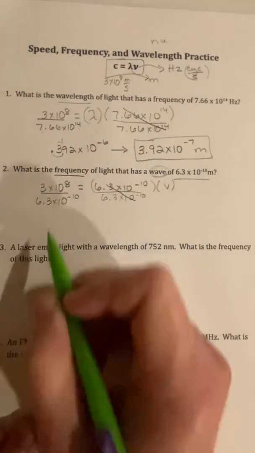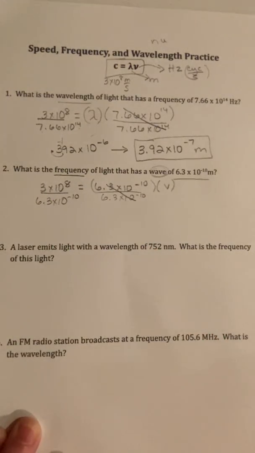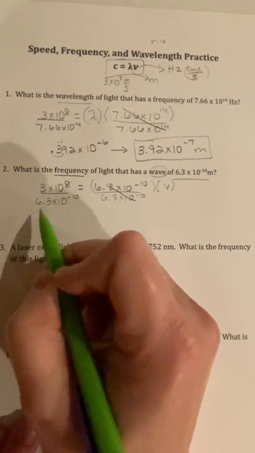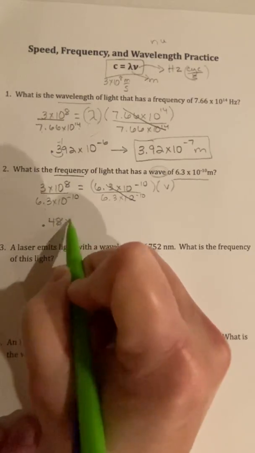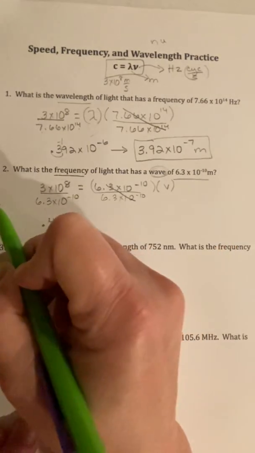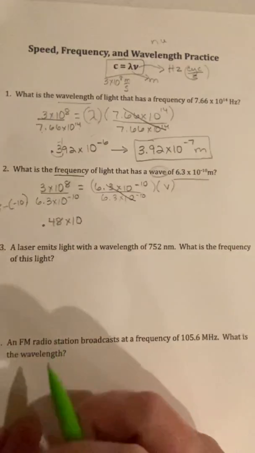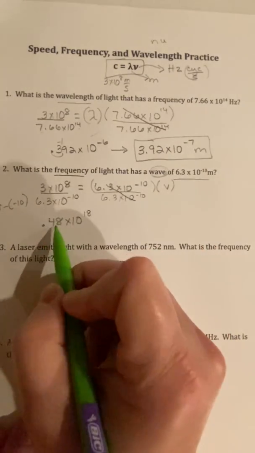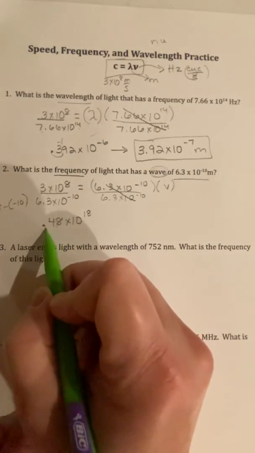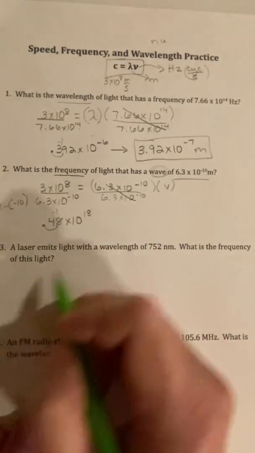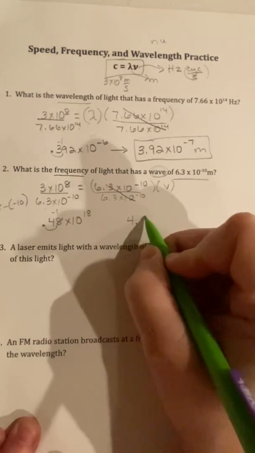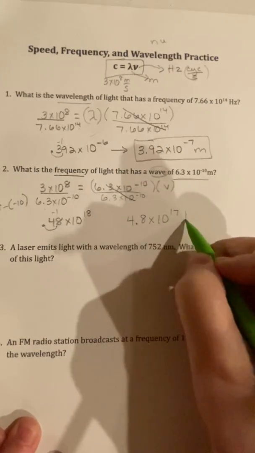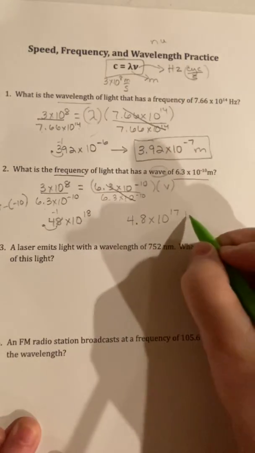So again, divide those numbers out. So 3 divided by 6.3 gives me, looks like I need 2 significant figures, so I'm going to say 0.48 times 10 to the, I've got to say 8 minus a -10. So that's going to make that a +10. So this is going to start out as 10 to the 18th. But again, this is not correct scientific notation. So I'm going to move this one to the right. That's a -1. So my final answer is going to be 4.8 times 10 to the 17th. I found frequency. So again, up here, frequency, unit is hertz.